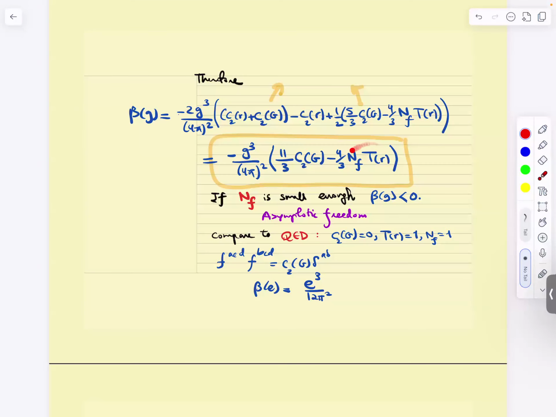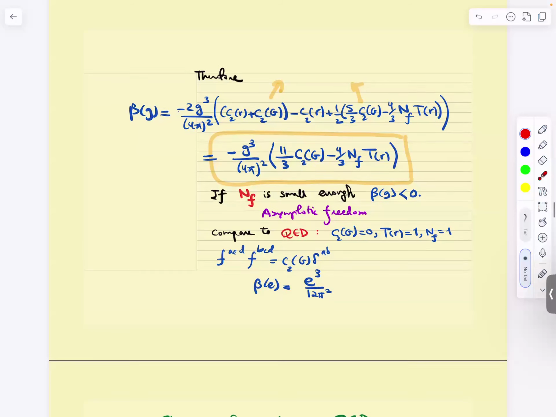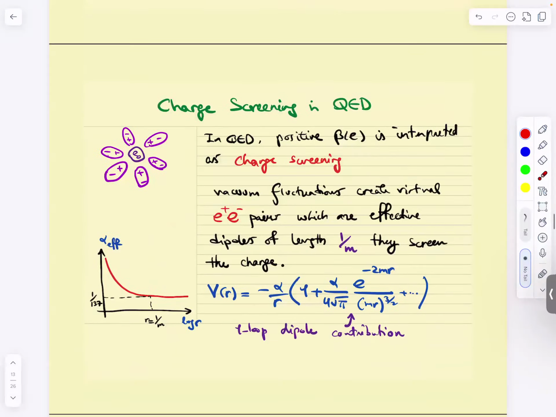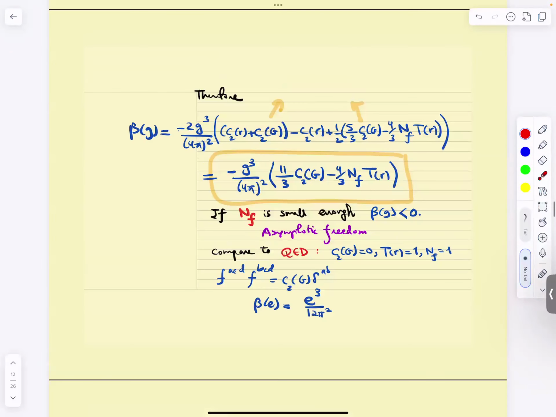Now, it's pretty clear that the non-abelianness is responsible for a positive term, making the beta function more negative and the theory well defined. So what's the physics of this? What's the physics of this term? What makes the coupling of QED become smaller deep in the infrared?